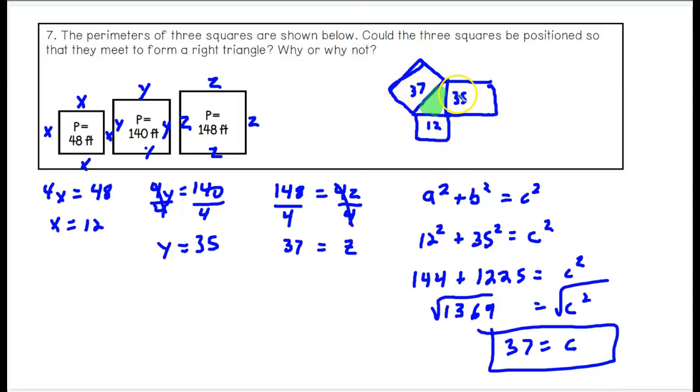That means that this, in fact, does work. If this is 12 and this is 35, can they form a right triangle? Yes, they can, because 12 squared plus 35 squared is equal to 37 squared.